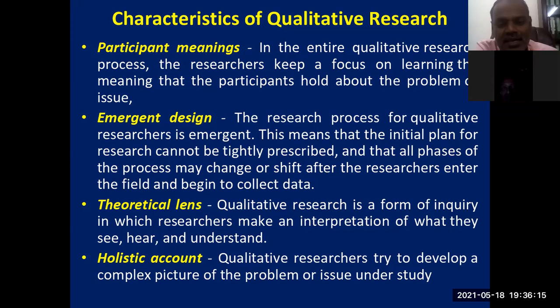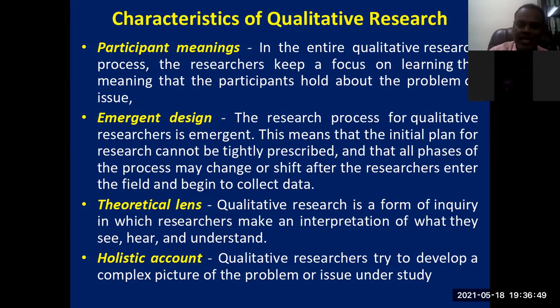Then you can also use a theoretical lens for qualitative research. Qualitative research is a form of inquiry in which researchers make interpretations of what they see, hear, and understand. So there is a theoretical lens, but that theoretical lens is going to be used in the form of what the researcher is going to see, hear, and interpret using the theoretical lens. So you have a theory of change. Mostly in qualitative study, we are using the term called theory of change.